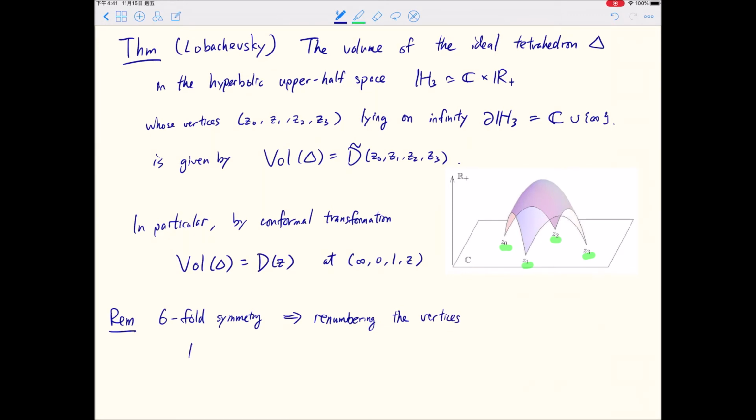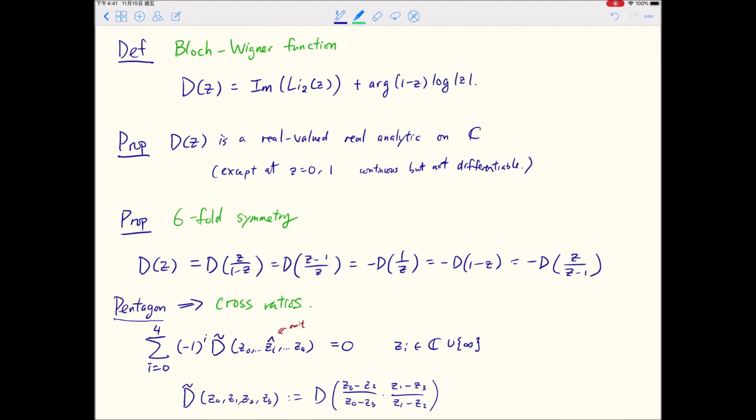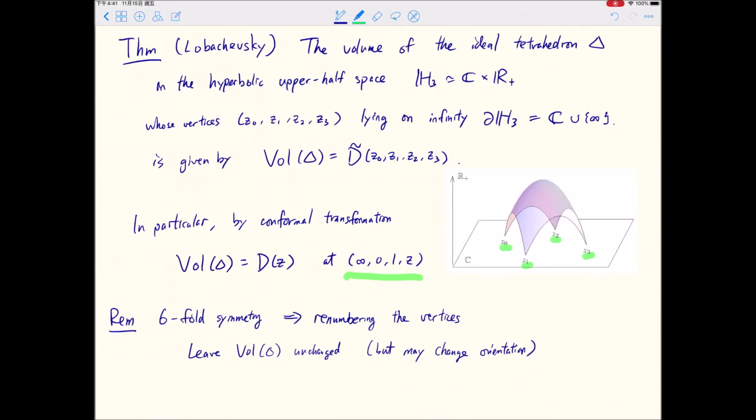So it will leave the volume unchanged. Of course, but it may change the orientation, and in that case, the volume will have a negative sign. So you start from the standard tetrahedron, and then you renumber this. So you rearrange the order of these 4 numbers, then you will obtain these 6 expressions here, which correspond to the different ordering of the coordinates, and the plus or minus sign will tell you the orientation.